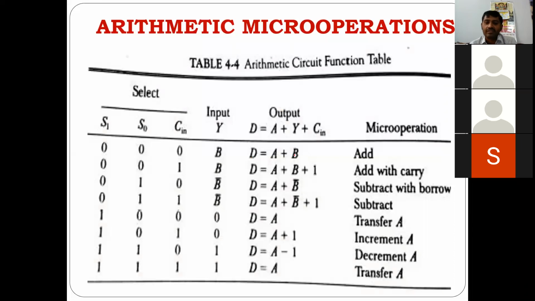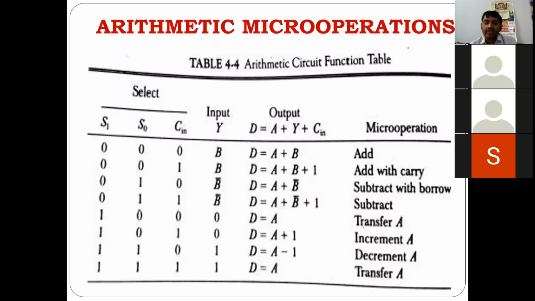Then the micro operation is add. A plus B is add. A plus B plus 1 is add with carry. A plus B bar is subtract with borrow. Just I can say it as a ones complement, right? And A plus B bar plus 1 is a subtraction using 2's complement.